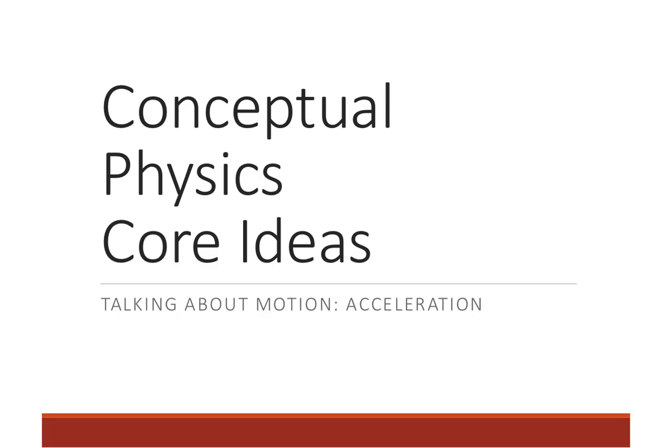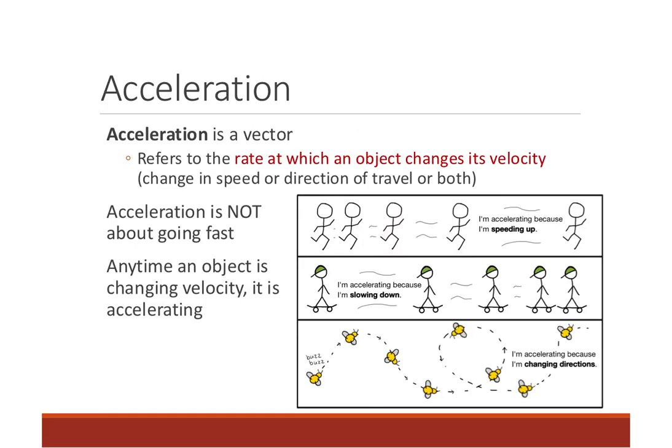This is the second video where we're talking about the words used to describe motion. Today we're going to focus particularly on acceleration. So acceleration is a vector quantity, so it does have a number and a direction. And acceleration specifically refers to the rate at which an object changes its velocity. Remember, velocity is speed in a particular direction, and so a change in speed or a change in the direction or both changes will result in acceleration.